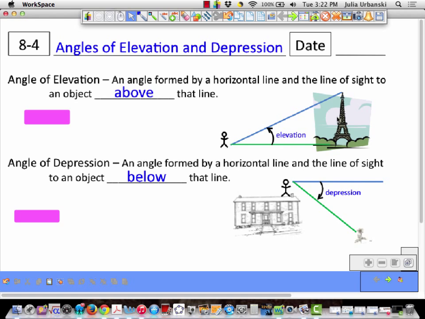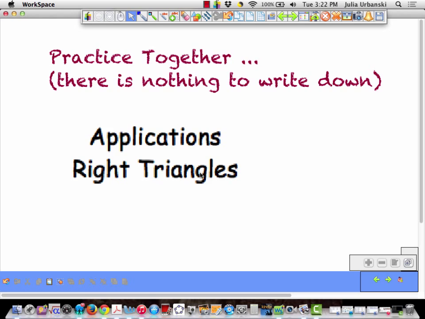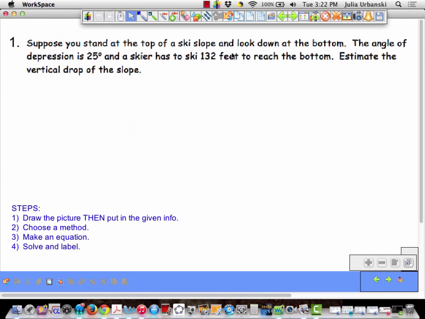So as we're doing word problems, it's important to remember these two words so you can put the X in the right place. So for this first example, I don't want you to do any writing. I just want you to watch it with me. Just put your pencils down and observe how we're going to do this problem, just like you've done in the past. Draw a picture of what's going on, then put the numbers in. Then we'll choose a method that works, we'll make an equation, we'll solve it, and we'll label.